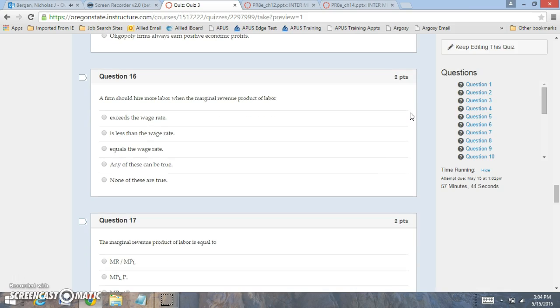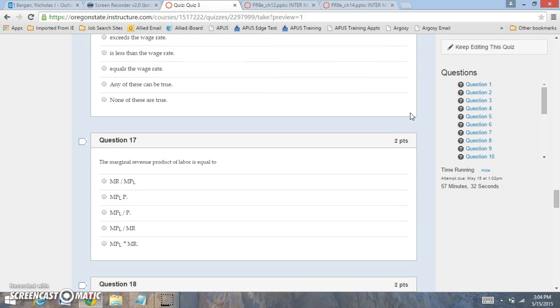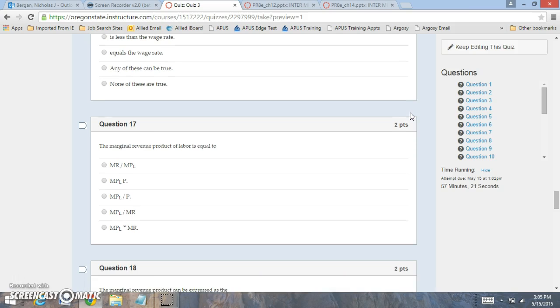Now with chapter 14, you're going to look at marginal revenue product. Marginal revenue product is how much additional revenue each worker brings in. To find the marginal revenue product, it's equal to the marginal product of labor, and it's also focused on how much each person makes.